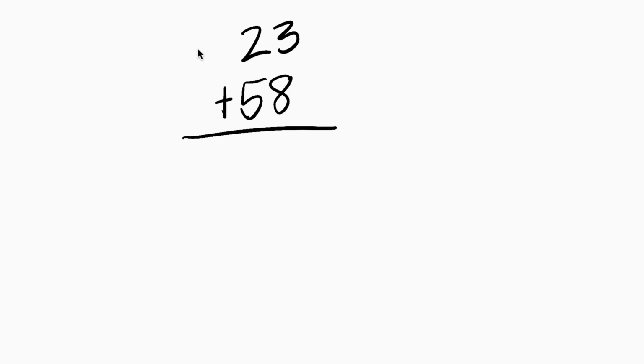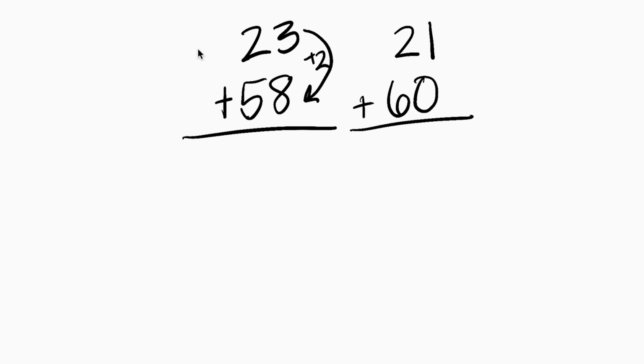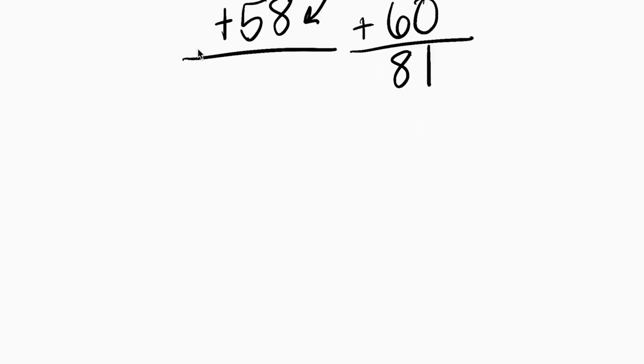So to make 58 60, we need to take 2 and add it on. We're going to get those 2 from the 23. So we're going to just take 2 from 23. 23 becomes 21, and then 58 becomes 60. And now I have that nice round number. So 60 plus 21 is 81. Okay, friendly number. One more before we go.